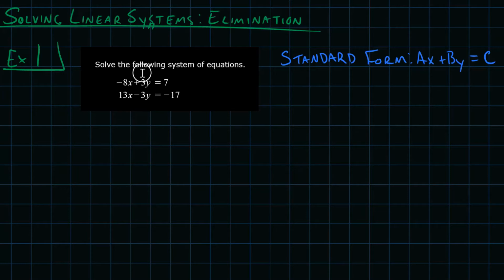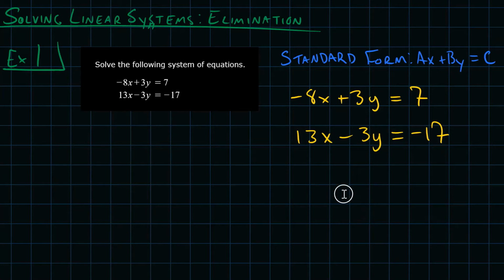So since this is the perfect example where we can easily eliminate the equations, let's go ahead and add our two equations together. Now, when we add equations together, make sure that you are only combining the like terms. So only add the x values with the x's, the y's with the y's, and the constants with the constants. So we'll start with negative 8x plus 13x, which is going to give us 5x.